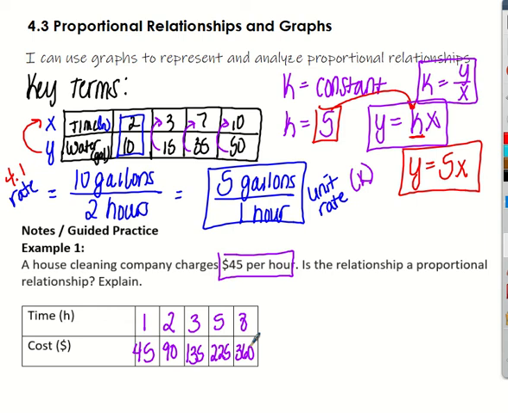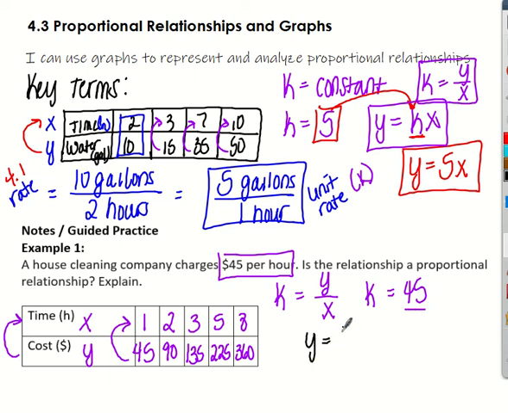I don't want any of you to be thinking to yourself, how did we get that? So let's tie it back, okay? We are looking at our time being our x and our cost being our y. So we take our y over our x, which is our k. 45 over 1 was our constant, so our K in this specific problem is 45. That means that our equation is y equals 45x.